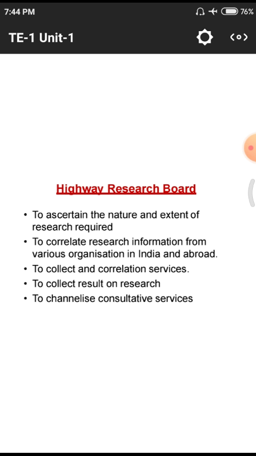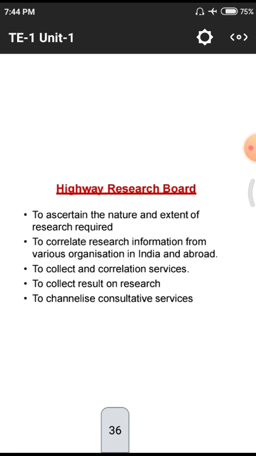Next one is to collect and correlate the services. That means whatever data we collect from the research bodies, we need to correlate to our services, that means the construction and maintenance. Next one, collect the results of research. We need to collect those data, evolve those data, and show them in the constructional purposes.